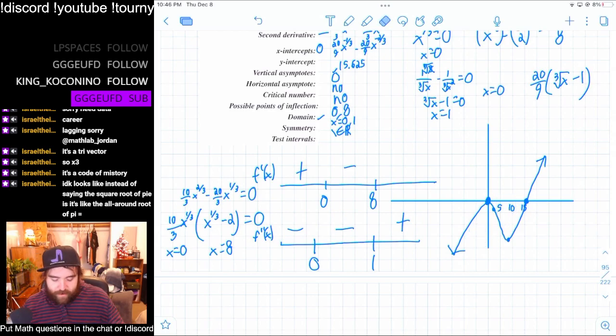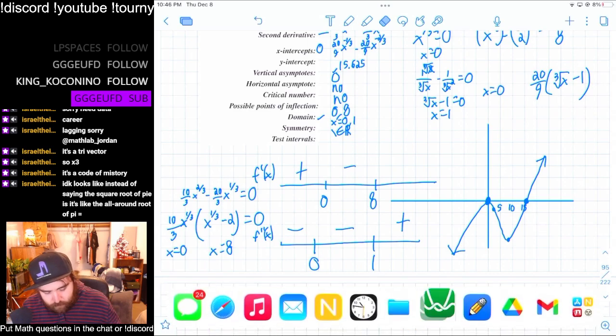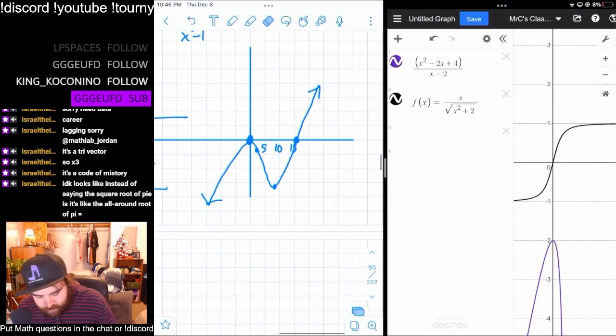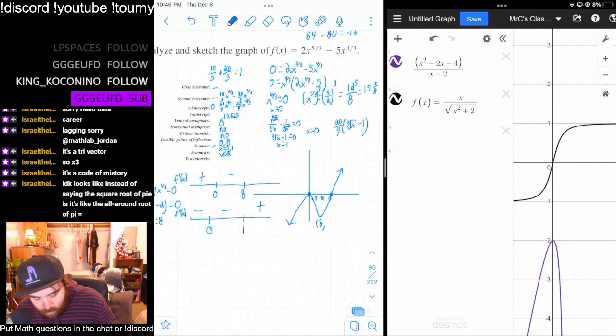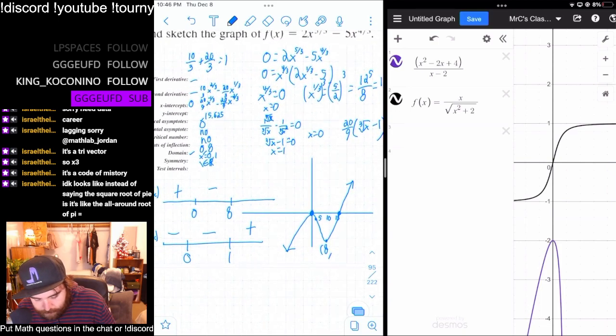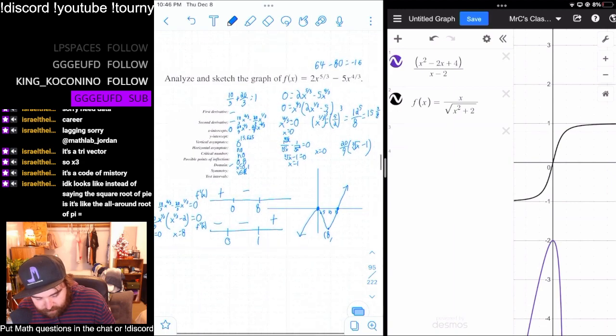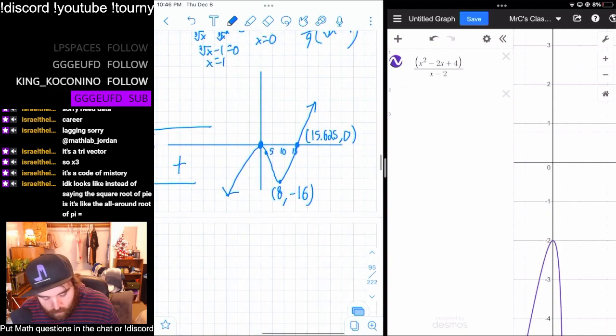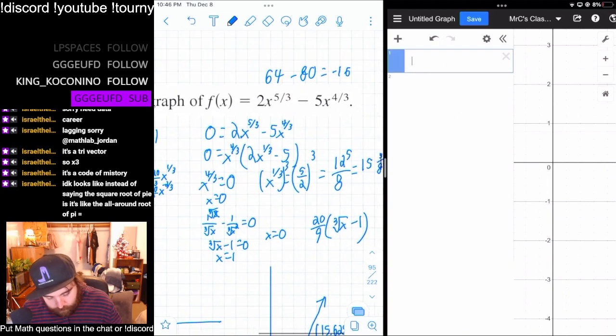But I think we found everything that we can find by hand. We found that min. Where was that min? Can I just label that min real quick? It was 8, comma, negative 16. And this right here was 15.625, comma 0. Okay, so let's look at the graph.